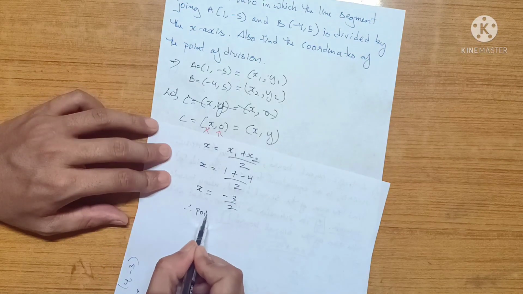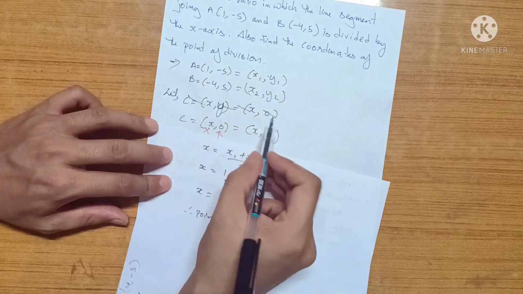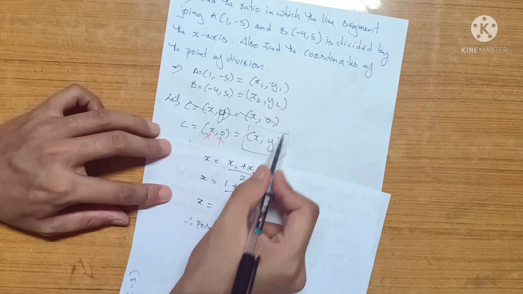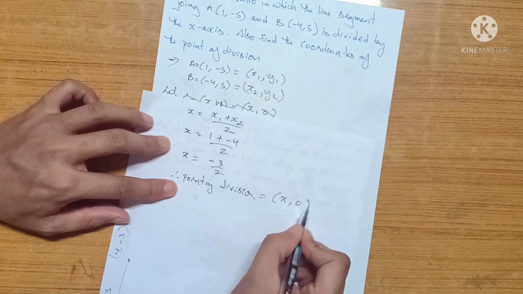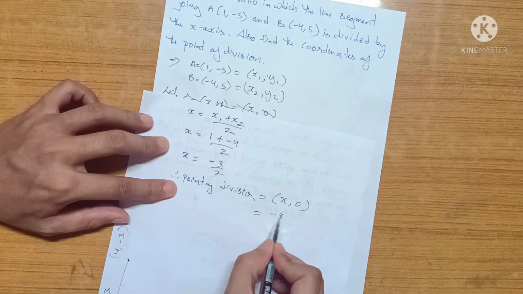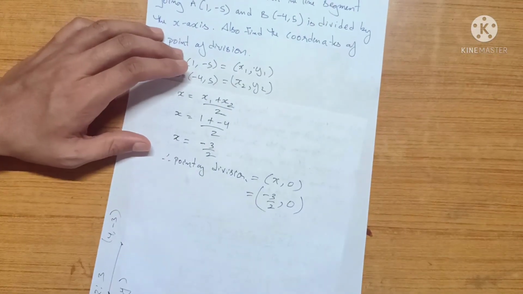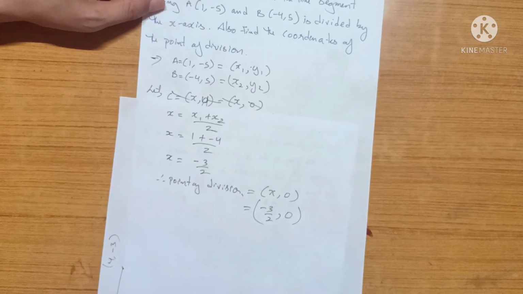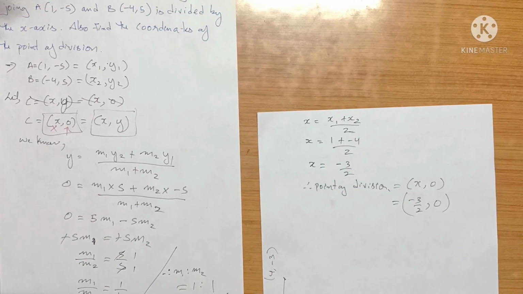Therefore the point of division, which is represented by (x, 0), and x we got is -3 by 2, so the point is (-3/2, 0). So that's it. That's the second part, in case you want to look at it together.